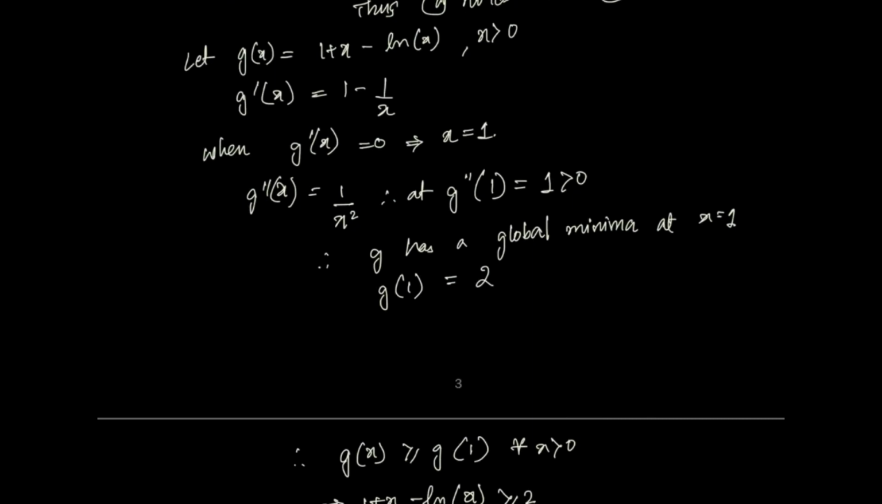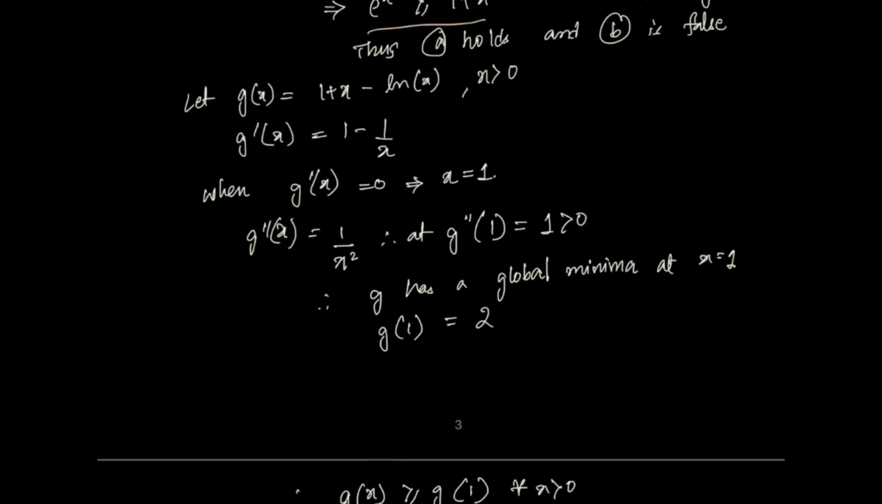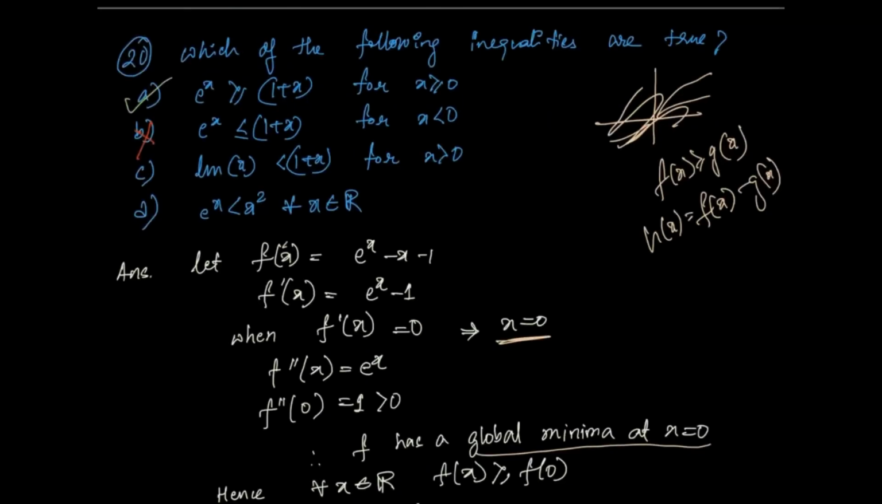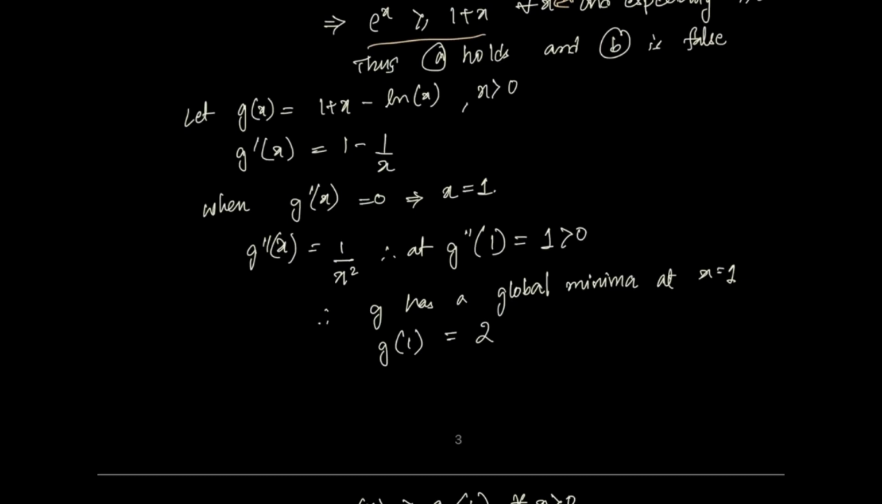Let's move on from C. In the next one, we are asked to show that 1 plus x is greater than log x for x greater than 0. So we will use the same technique. We'll take this difference. So g(x) is 1 plus x minus log x. Again, the first derivative is 1 minus 1 by x. It is equated to 0, and we see that this is equal to 0 when x equals 1. So probably there's an extremum at x equal to 1.